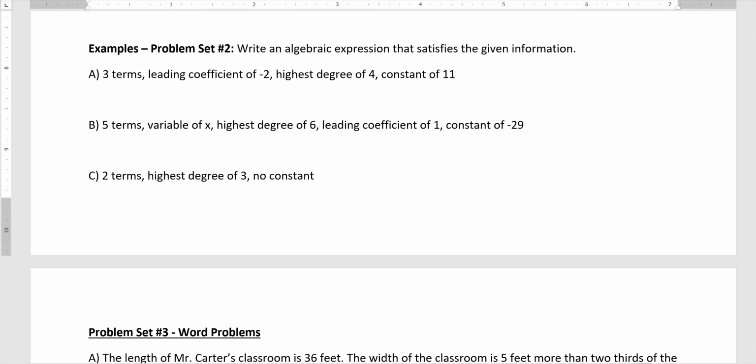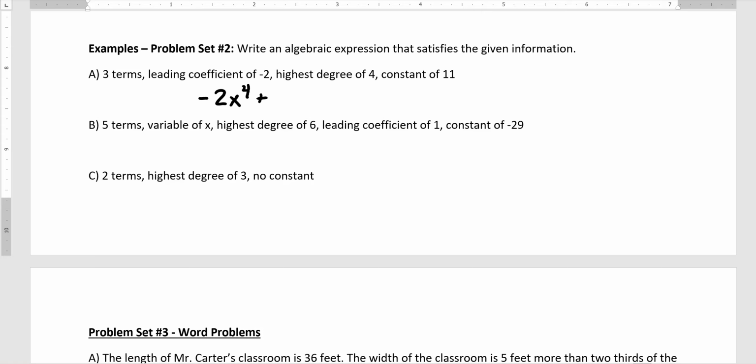All right, so it's possible here to have a lot of different answers that are correct. The important thing that we're going to look at is to make sure that we've satisfied all of this information for these. So looking at letter A, 3 terms, leading coefficient of negative 2, highest degree of 4, and a constant of 11. So what this tells me here is that I'm going to have 3 terms. So I know I'm going to have something plus something plus something. My leading coefficient is negative 2 and my highest degree is 4. So that tells me right away that I'm going to have a term that's like negative 2x to the 4th. Because that way my leading coefficient is negative 2 and my highest degree is 4.